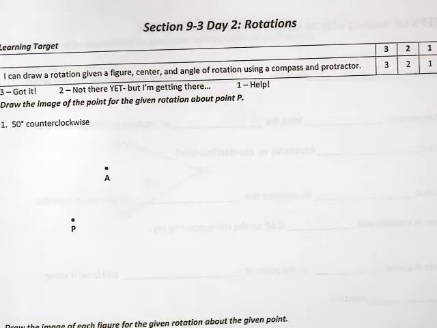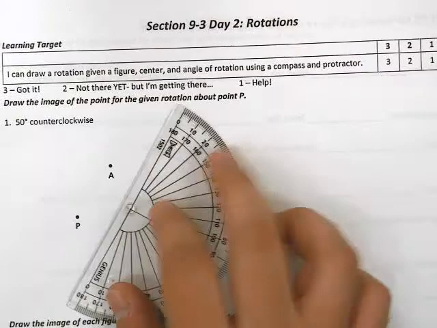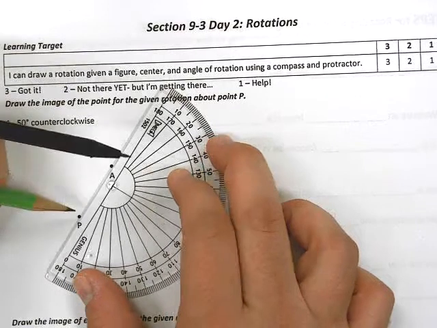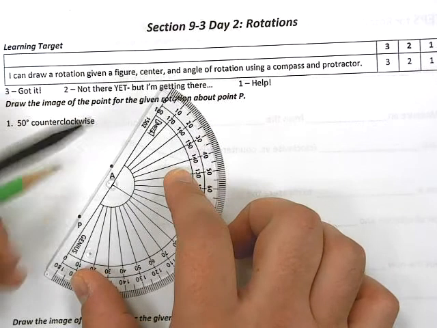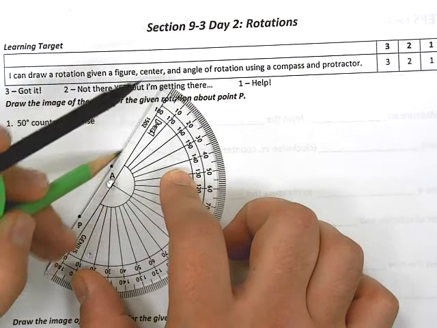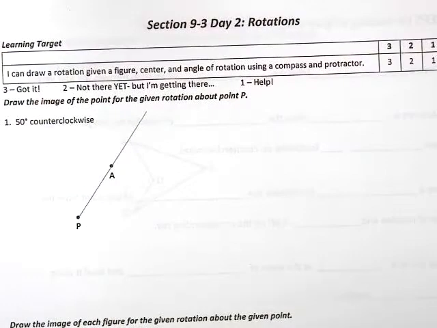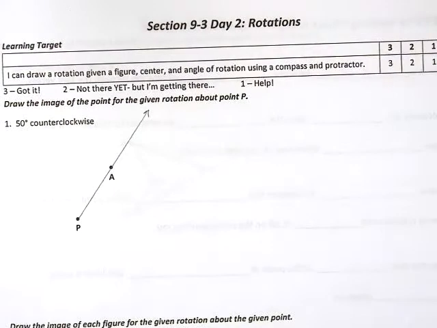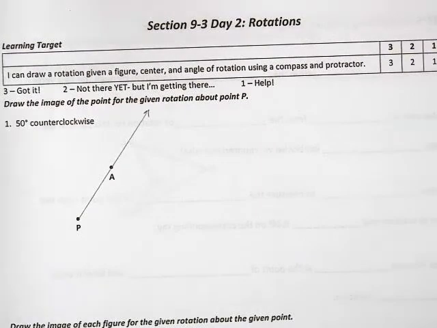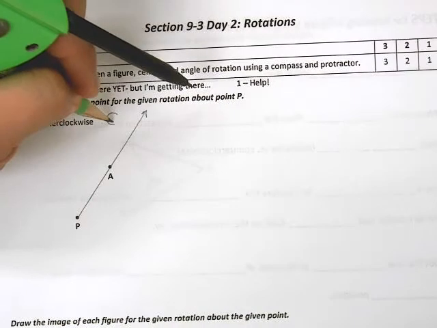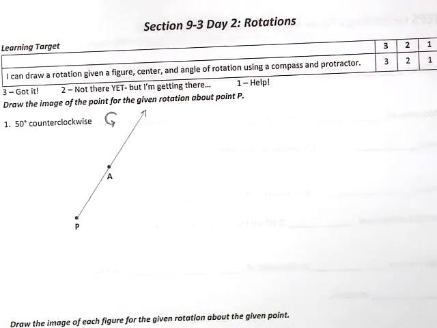Okay, and what we are going to do is start by creating a ray from our center of rotation through the point that we're trying to rotate. So there's my ray. Looks good. The next thing we're going to do is examine. We have to figure out what we're trying to do here. I want to go 50 degrees counterclockwise. Counterclockwise means I need to go in that direction. So you don't have to draw this big, huge arrow, but you need to draw something so that you understand which way you're rotating.